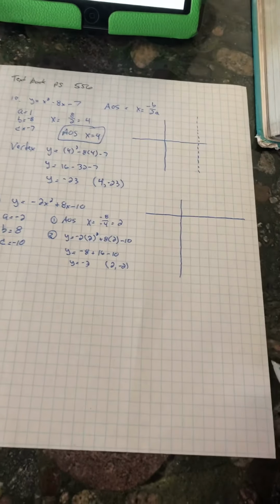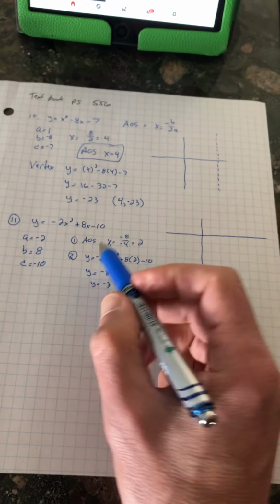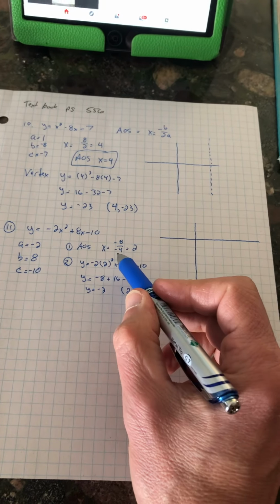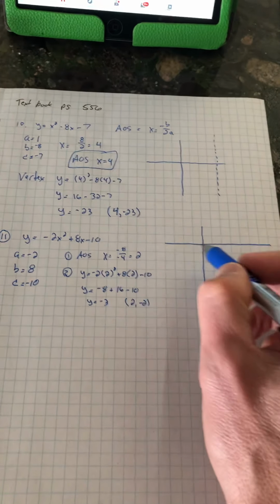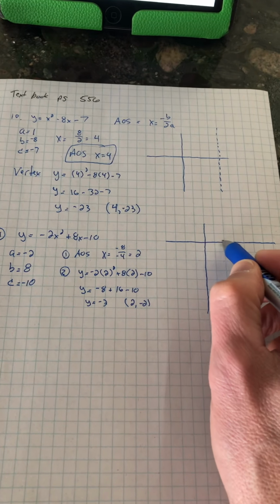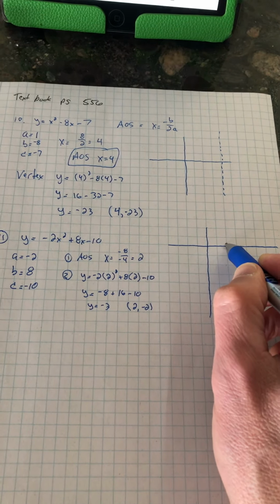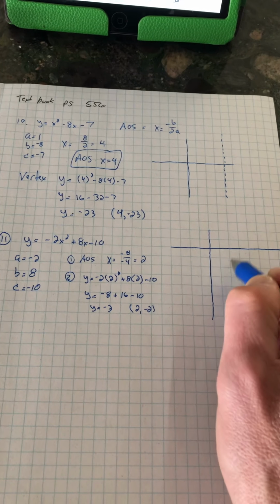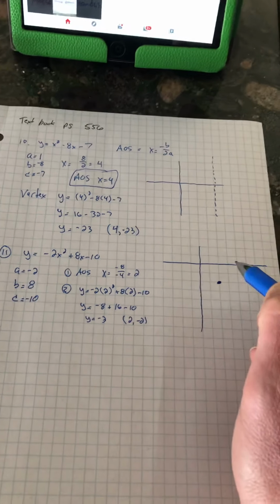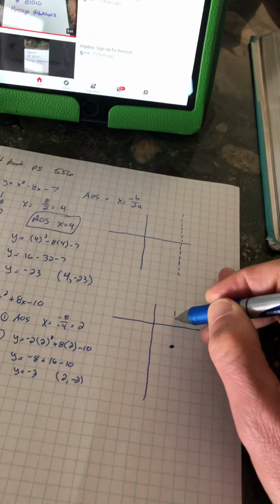So what I would do at this point is plot my vertex and sketch my axis of symmetry. So my vertex is +2, -2, which is right here. My axis of symmetry is going to be going right through that.